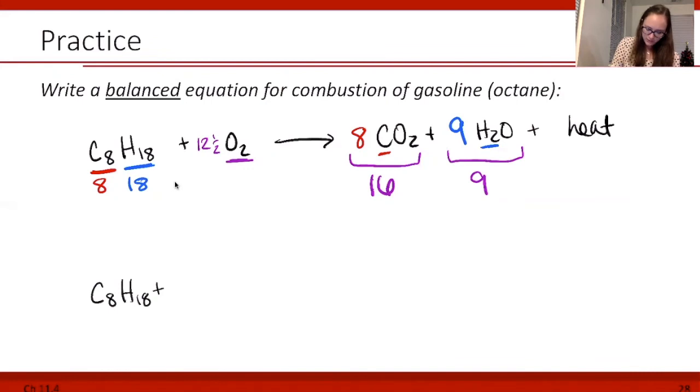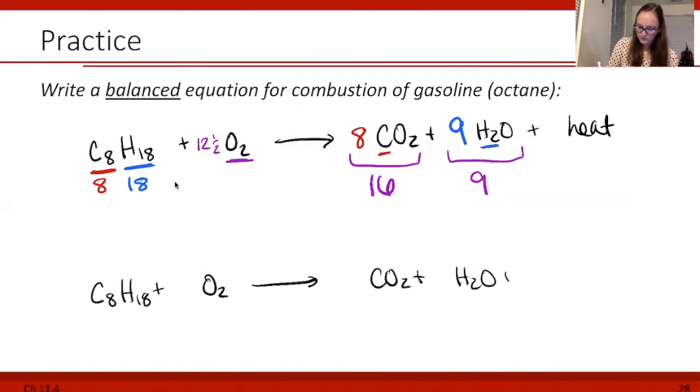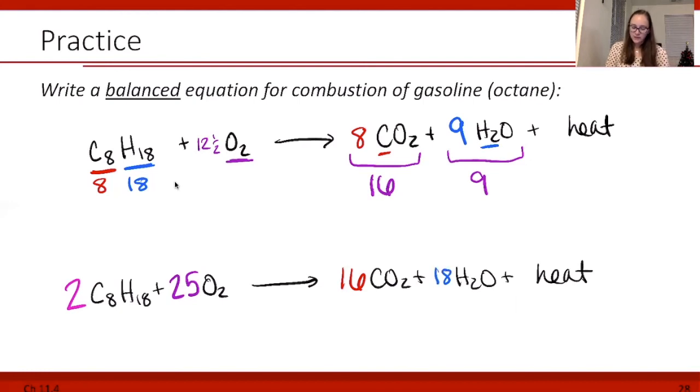C8H18. I'm going to put the coefficients in a minute. O2, CO2 plus H2O plus heat. So let's double everything. Let's put a 2 in front of the number of carbons. Let's double 12 and a half. So now we have 25 oxygens. We need to double 8 to 16. And lastly, double 9 to 18. And you can go through and double check all of these numbers, but here's our answer.